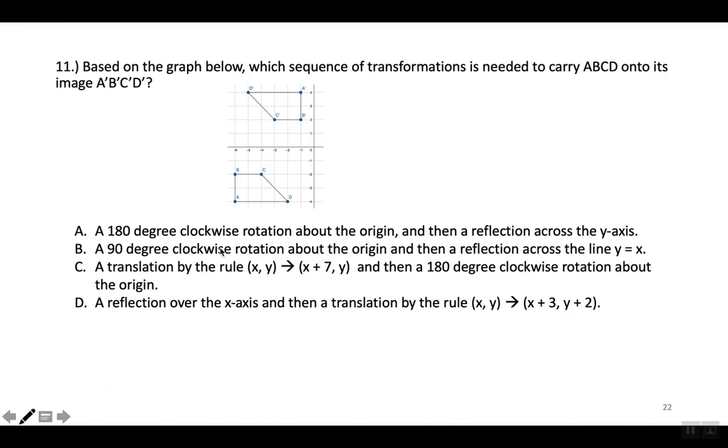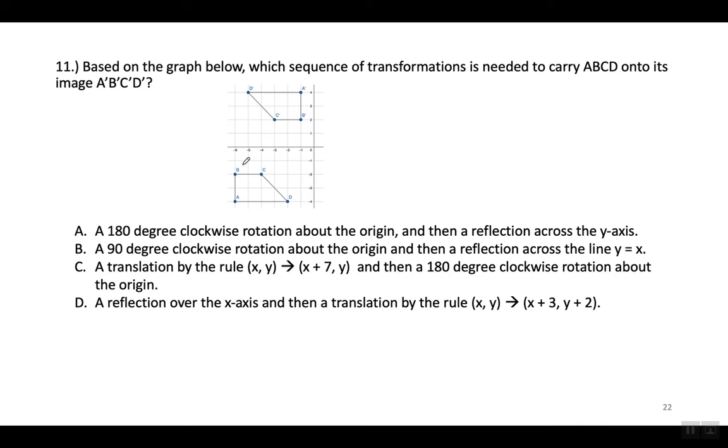Okay, we're almost done. There's 13 questions on the first part that we need to go over. Number 11, based on the graph below, which sequence of transformations is needed to carry quadrilateral ABCD onto its image A prime, B prime, C prime, D prime? Just like the one we just looked at, we have to look at this carefully and go through several answers. However, I'll try to give you a quick way to answer it.